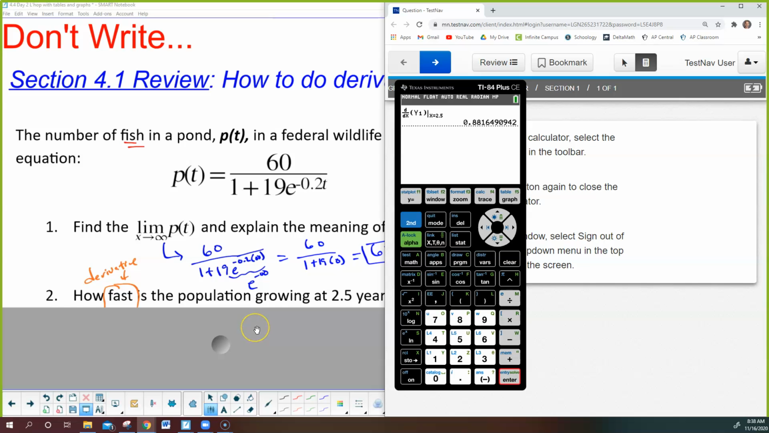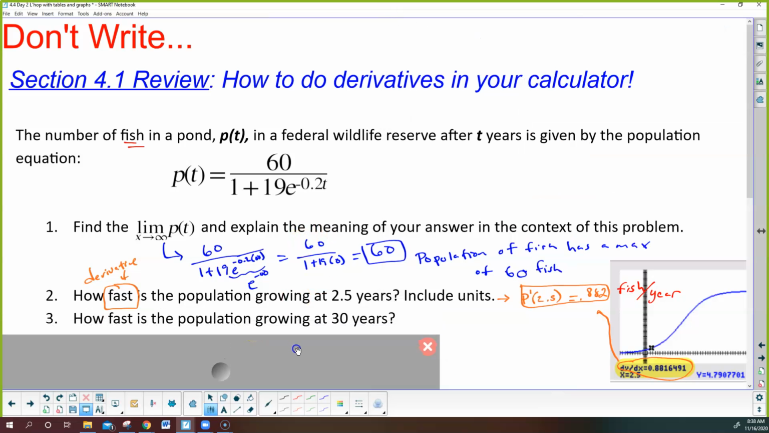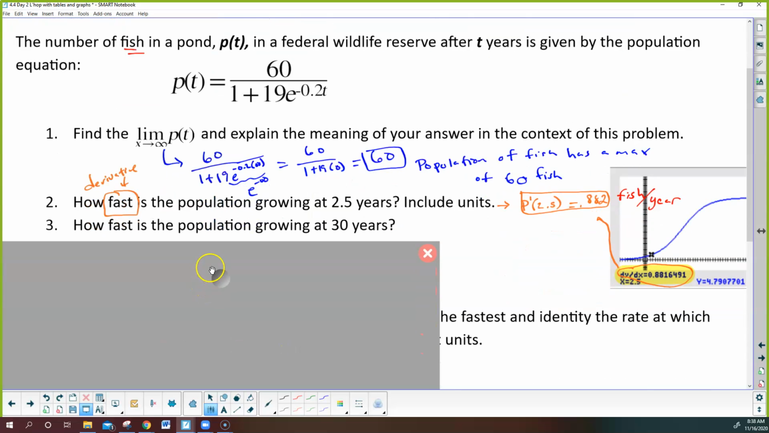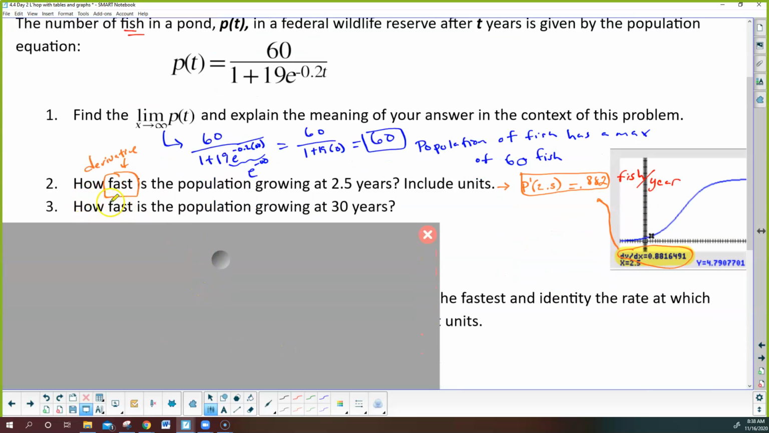How did you get the Y1 in there? Okay, I'll show you again, and I'll actually show you with the second problem that we'll do here. So now look at this next question. It says, how fast is the population growing at 30 years? So it's the same question, it's just now we're using 30 instead of 2.5.